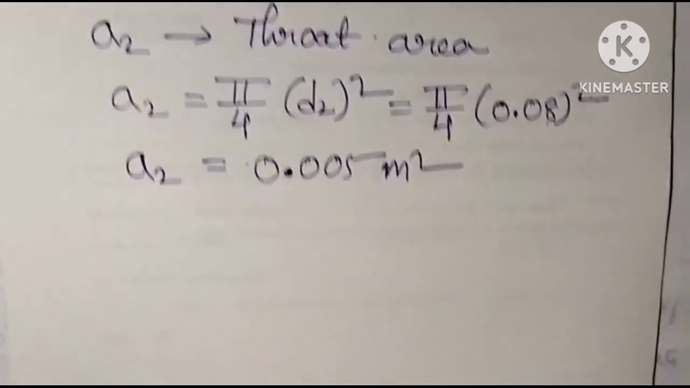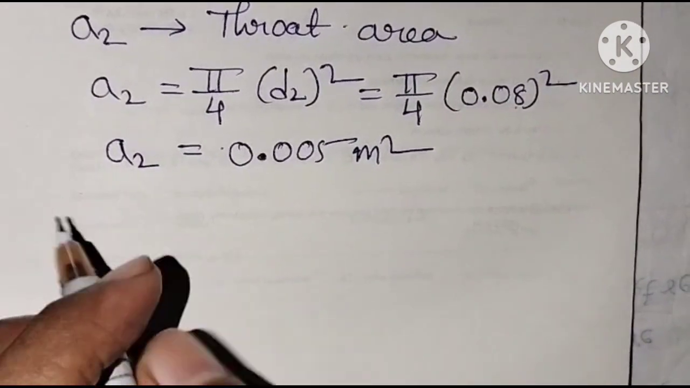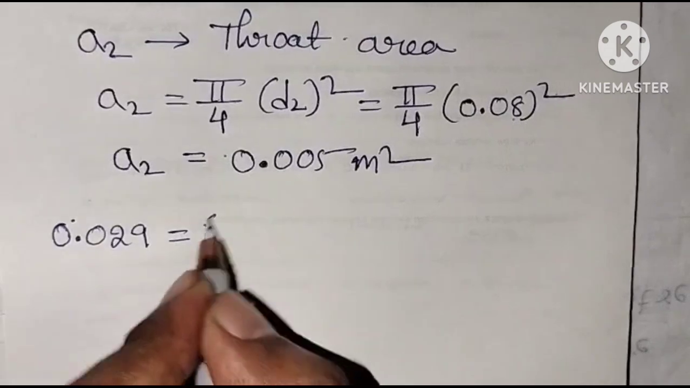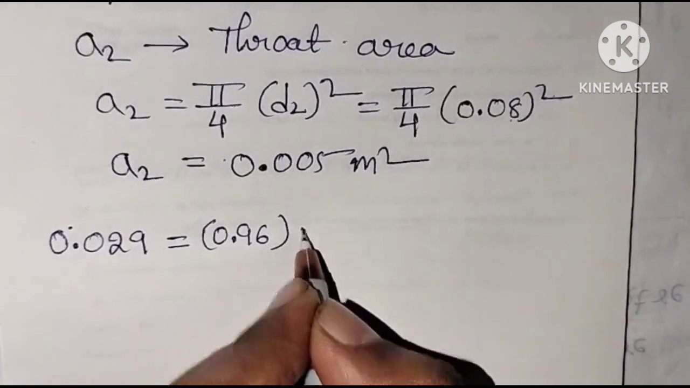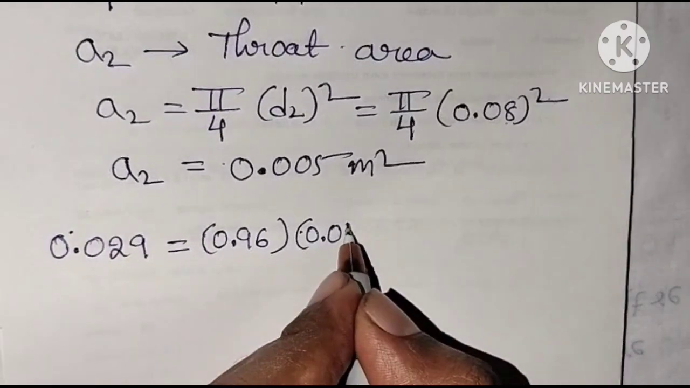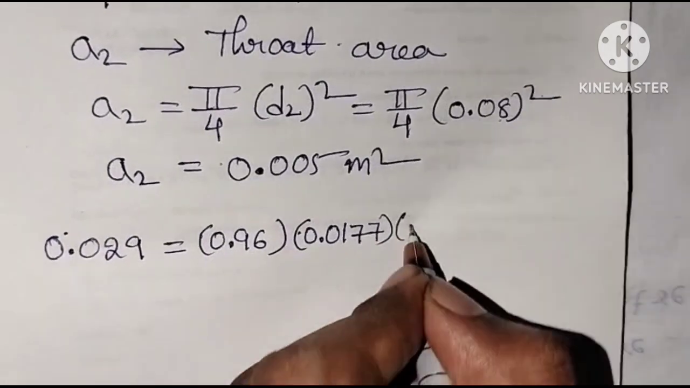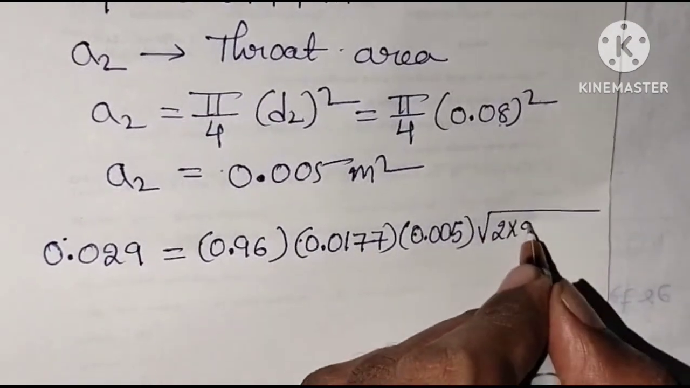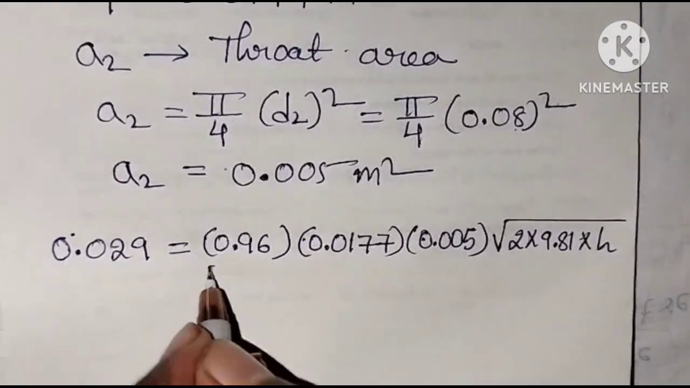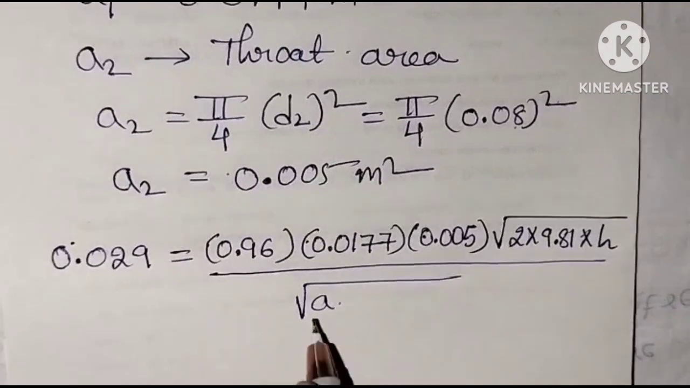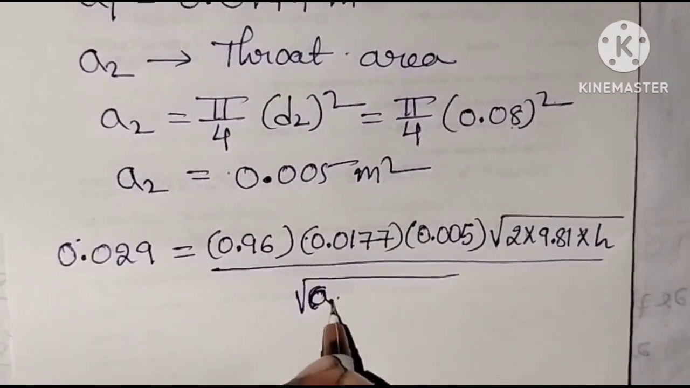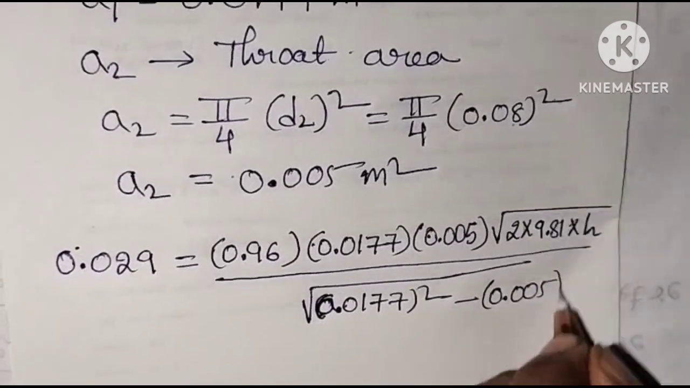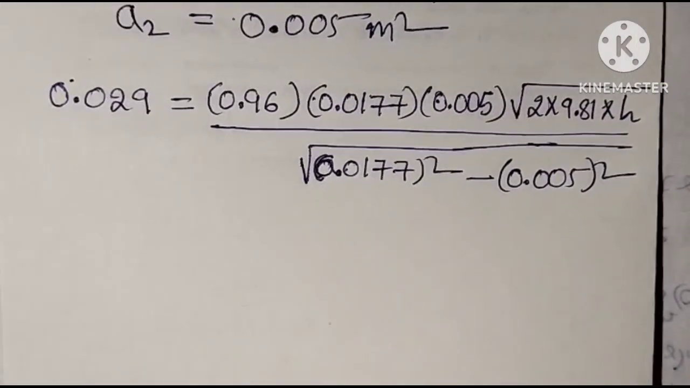Now let us substitute all values in the discharge formula. Then we can find the difference of pressure head, H. So Q value 0.029 is equal to CD 0.96 into A1 0.0177 into A2 0.005 into root over 2GH, 2 into acceleration due to gravity 9.81 into H, whole divided by root over A1 square, A1 means 0.0177 whole square, minus A2 square, 0.005 whole square. Okay. Let us calculate.